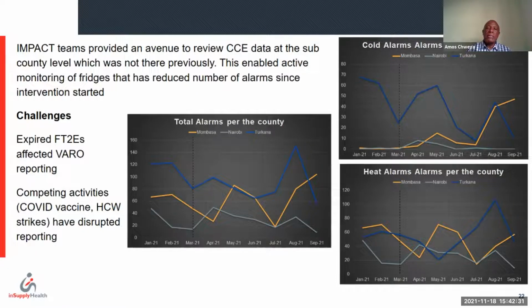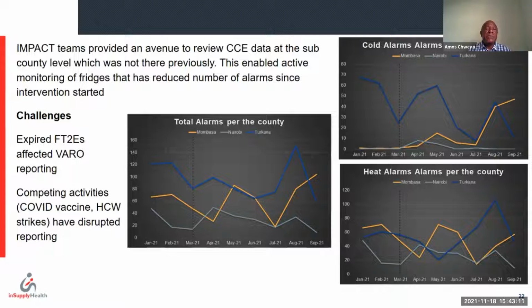So impact teams really provided an avenue for review of the cold chain data at sub-county level, as I mentioned earlier. It enabled active monitoring of fridges, and as you may see in my graphs here, they may not show much improvement, especially on the alarms, but we are hoping that as more facilities start reporting and the impact teams are spread across all the counties and start really meeting regularly to review data, it may reduce the number of alarms as we move on.